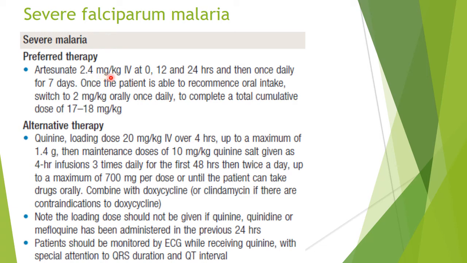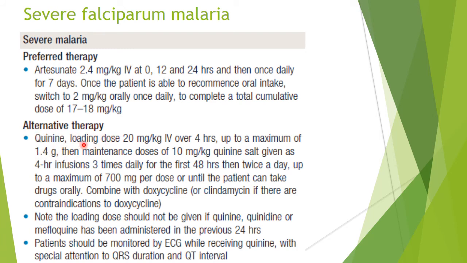Artesunate 2.4 mg per kg IV dose at 0, 12, and 24 hours, and then once daily for 7 days. Once the patient is able to take orally, then we will switch to a 2 mg per kg oral dose, and the total dose is 17 to 18 mg per kg. So we give a total of 17 to 18 mg per kg artesunate. The alternative therapy is quinine.